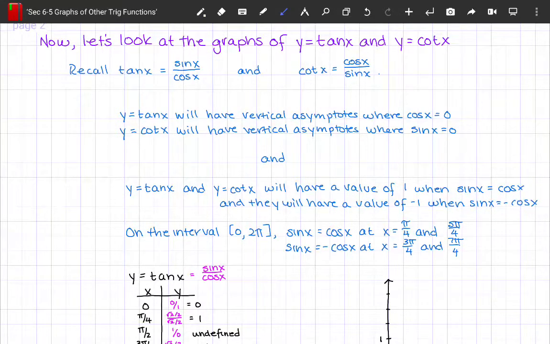And so then here I just kind of looked at where does sine equal cosine and where does sine equal negative cosine. And if you refer back to what we did last semester, we know that sine and cosine will be equal when x is pi over 4, or 45 degrees, and 5 pi over 4. And then they'll be opposite at 3 pi over 4 and 7 pi over 4. So let's put all this information together to help us graph these.